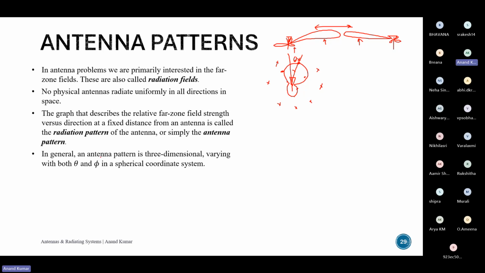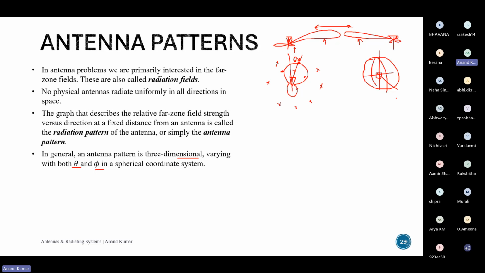So in general, an antenna pattern is three-dimensional. It is varying with both theta and phi. So if you take a coordinate system and you have an antenna over here, this pattern is a three-dimensional structure. The antenna radiates in all directions, right? I mean to say that in some directions it will radiate more, in some directions it will radiate less. But in 3D space, you will have some radiation in all directions.